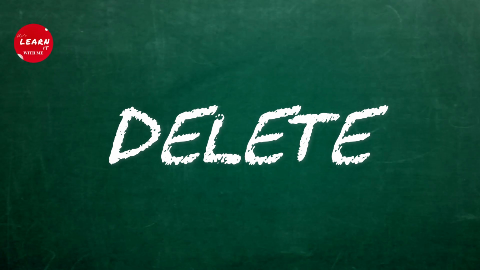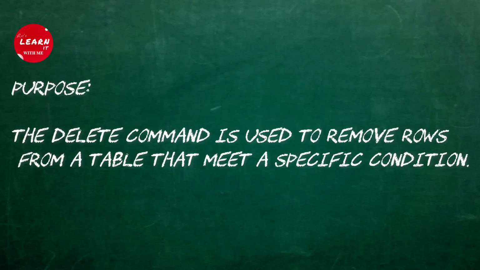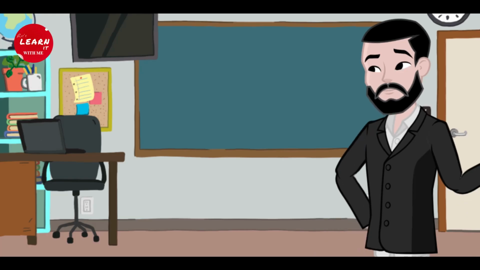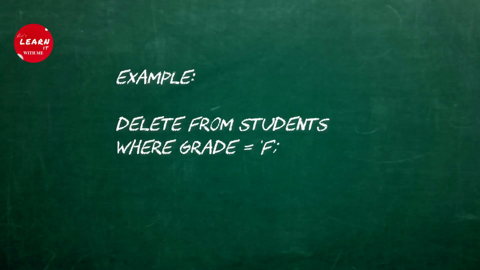Delete command. The DELETE command is used to remove rows from a table that meet a specific condition. The syntax for the delete command is as follows. Here, table_name specifies the table from which you want to delete rows. Also, the WHERE clause filters the rows that will be deleted. Only the rows that meet the specified condition will be removed. If you omit the WHERE clause, all rows in the table will be deleted. Let's see an example. This statement will delete all rows from the students table where the grade is F.